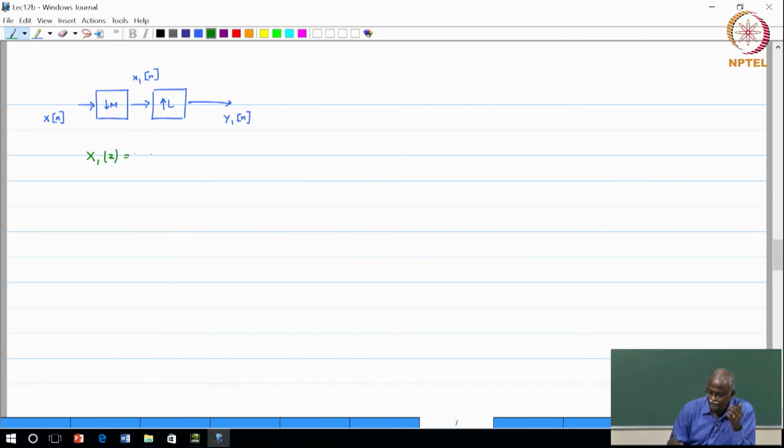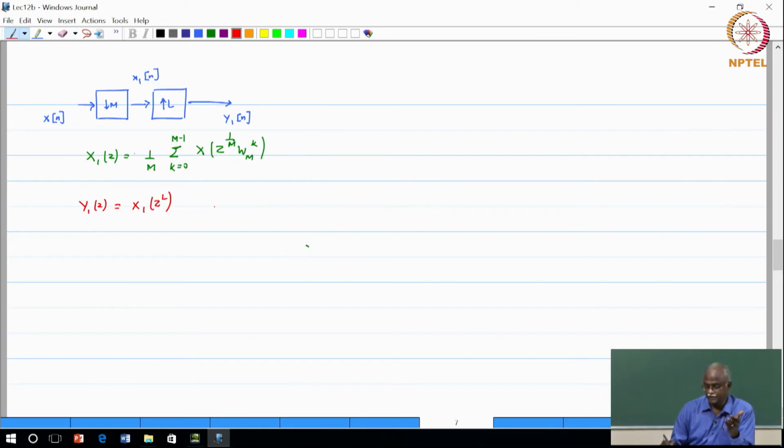X1 of z after downsampling is 1 over M summation k equal to 0 to M minus 1, X of z power 1 over M W_M^k. Please make sure that the W is related to M, because the downsampling factor is M. And the next step is straightforward. Y1 of z is X1 of z power L.